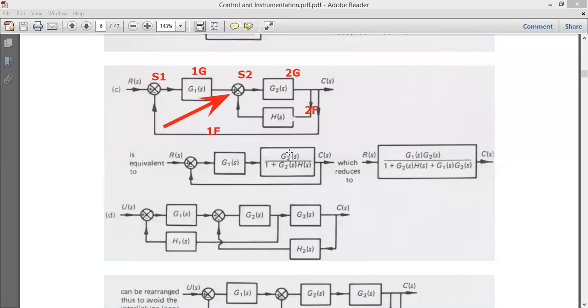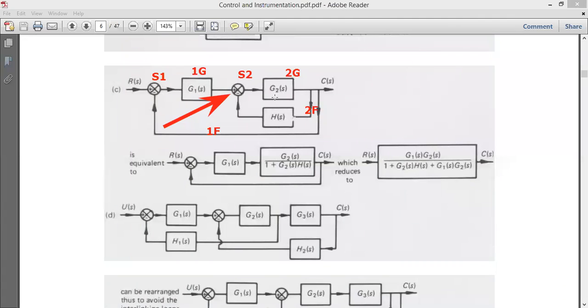So apply the rule. The rule says if the 2 blocks are in series such that there is nothing between the 2 blocks, neither a takeoff point nor a summation point nor any kind of feedback, then these 2 blocks are simply a series connection. And if these 2 blocks are in series, you just simply multiply. So the multiplication is G1 of S multiplied by G2 of S, the whole divided by 1 plus G2 of S multiplied by H of S.